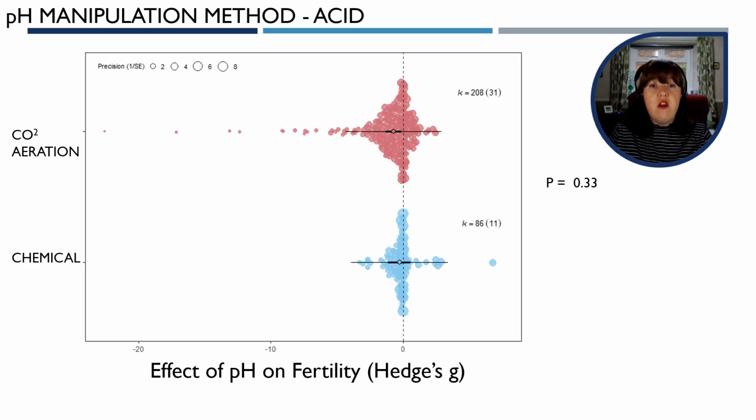I then looked at the pH manipulation method. I categorized this into two types, either carbon dioxide aeration to decrease the pH, or adding chemicals like hydrogen chloride or sulfuric acid. There was no significant difference between the two acidification methods.